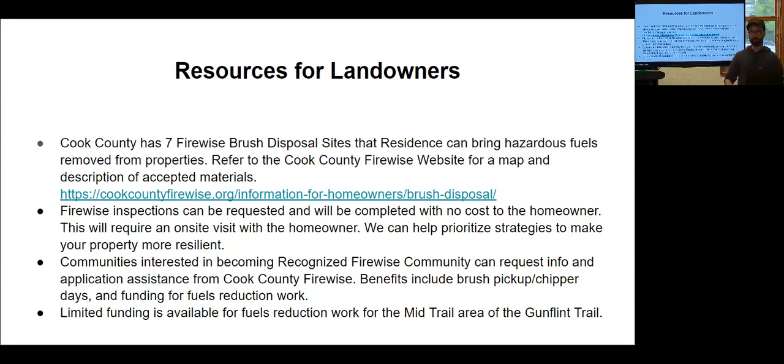Beyond that, in these communities too, we also will offer a limited cost share program. We will match up to $500. Say if you get a contractor to come out and do some work, if you're involved in one of these communities, we'll match up to $500 with that. And then one other grant funding thing I'd like everybody to be aware of, specifically for those who live mid-trail on the Gunflint Trail, I do have a specific fuels reduction grant available for that area to help some folks with some balsam clearing as well.